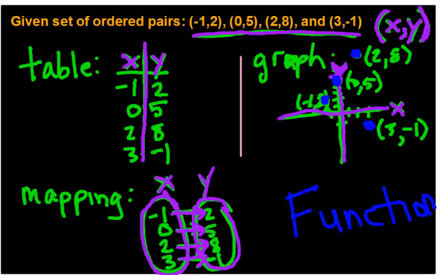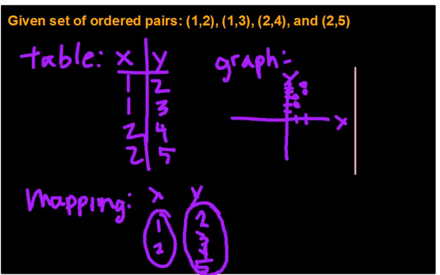Now we're going to look at another situation. Given the new set of ordered pairs, we have (1, 2), (1, 3), (2, 4), and (2, 5). If you take a look, these have already been moved over into the table format. All of the x values, 1, 1, 2, and 2, were put into the table, and then their corresponding y values were also put into the table. So (1, 2), (1, 3), (2, 4), and (2, 5).